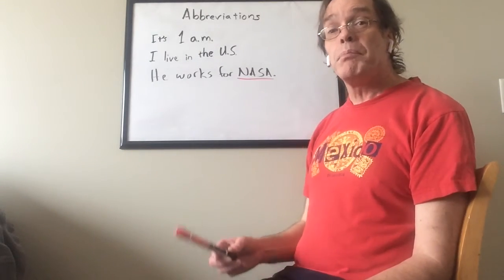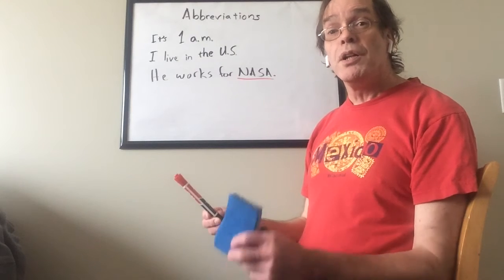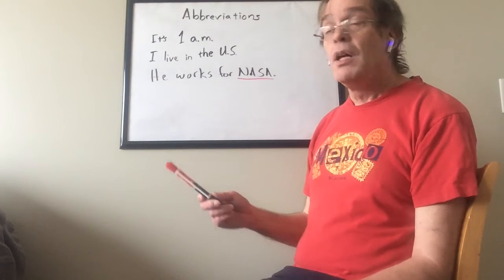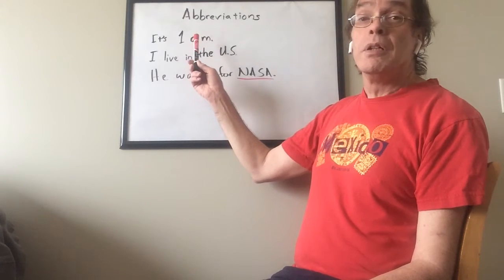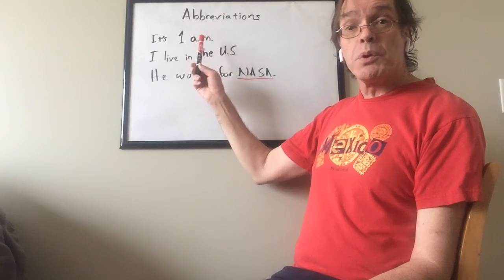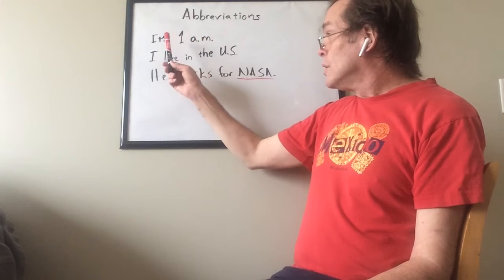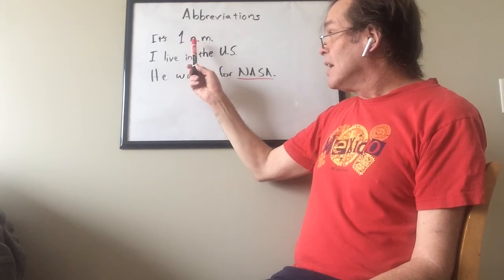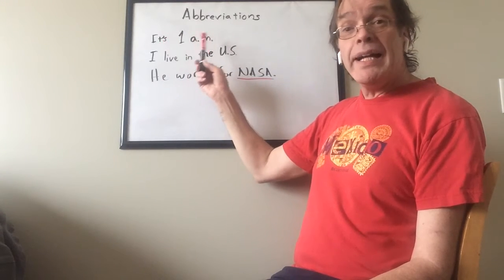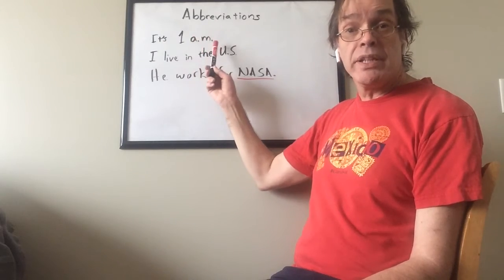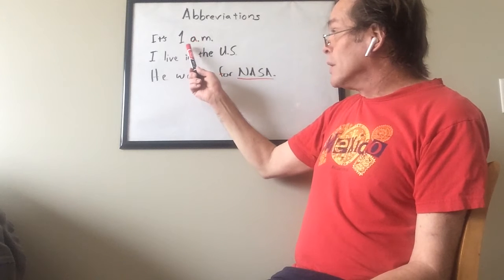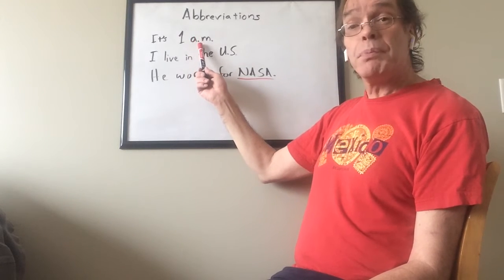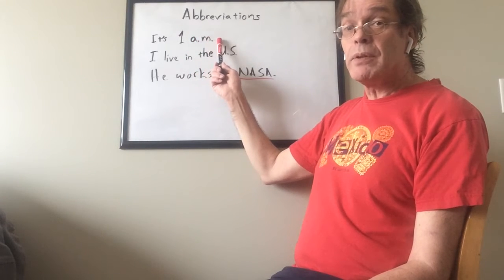Another way that a period is used is for abbreviations. In an abbreviation, one letter is equal to a whole word. So in this case, it's 1 a.m. A.m. is anti-meridian, and that indicates the morning. So in this case, the A gets a period and the M gets a period.